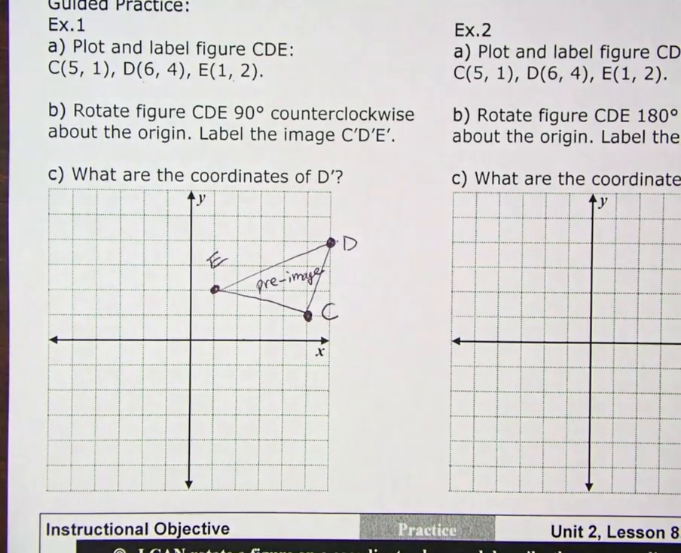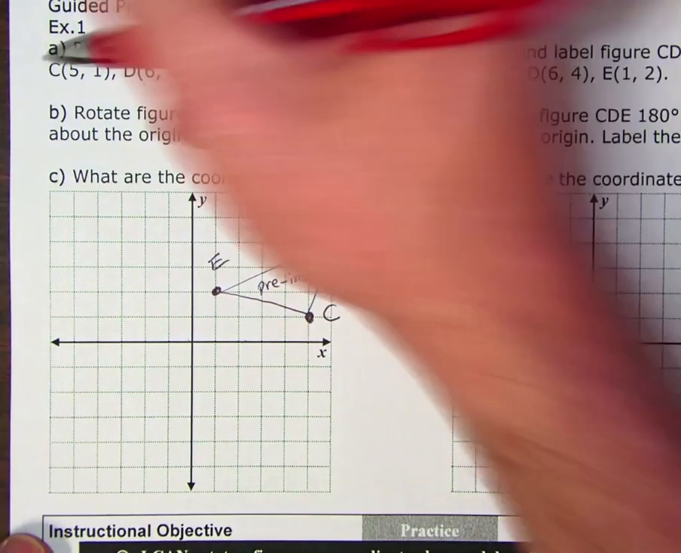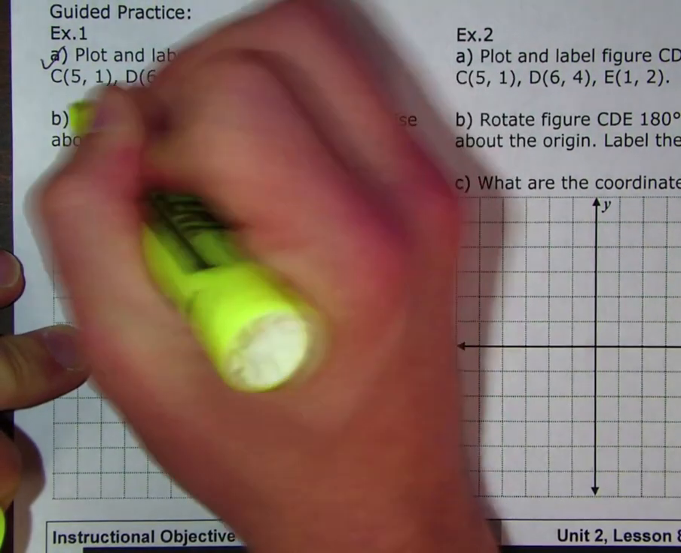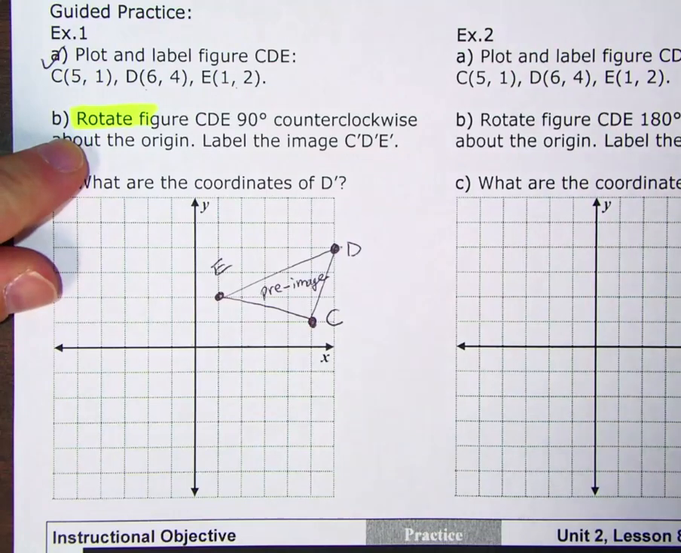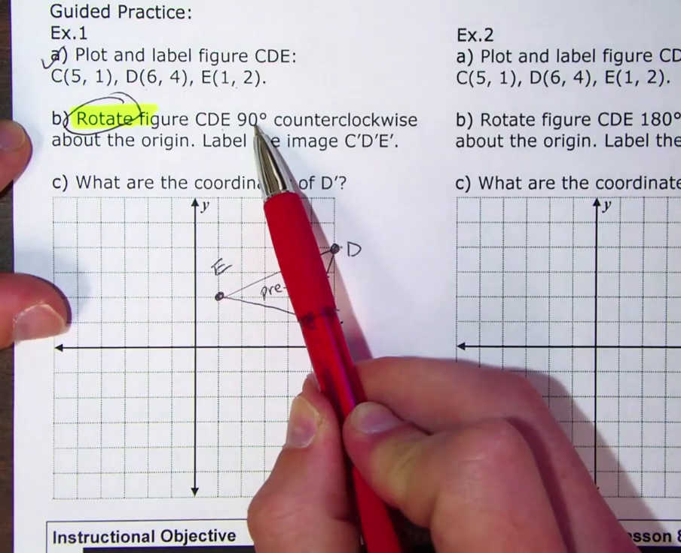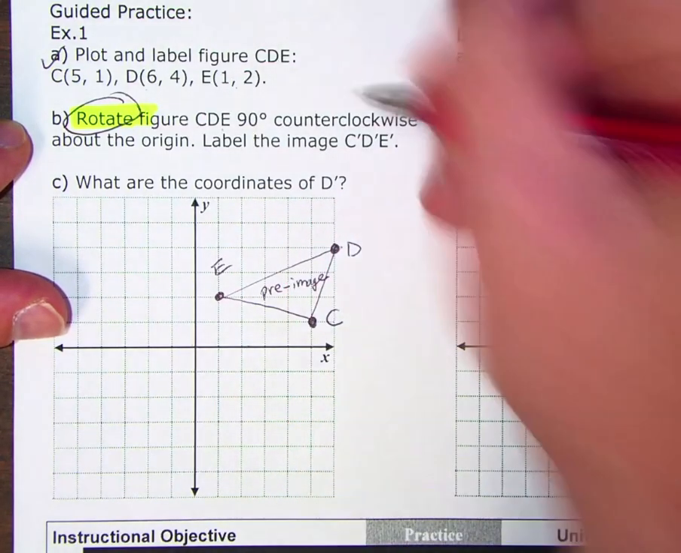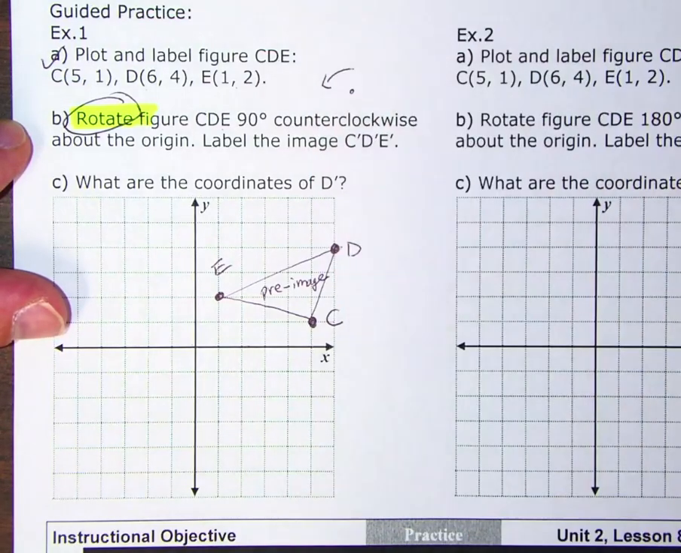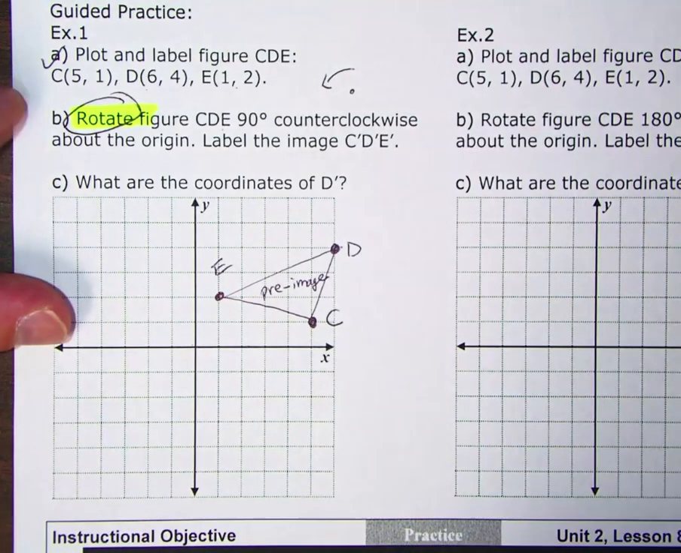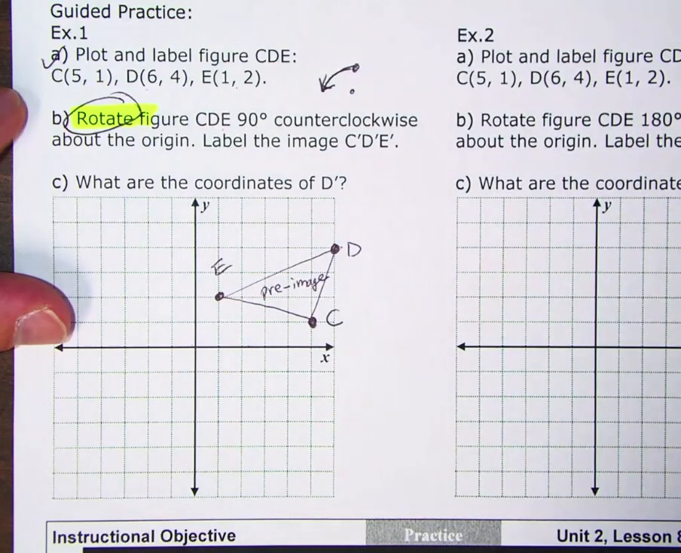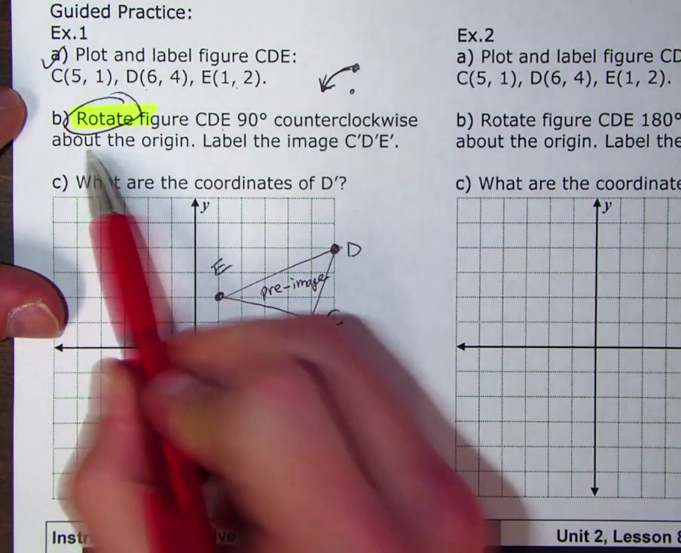Okay. Now, what am I working on here? Now that I've plotted my pre-image, I want to rotate. So that's key, that you always find your find. You're rotating here. I'm going to circle it. I like to circle my finds. Figure CDE 90 degrees counterclockwise. And I like to annotate. Which way is counterclockwise? Oh yeah, it's going to be this direction. And I'm going 90 degrees. So 90 would be if I was starting here to there. So I'm doing that about the origin.